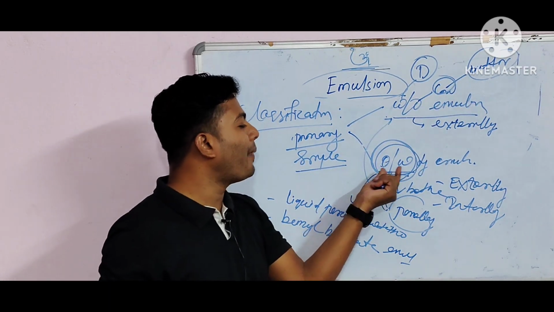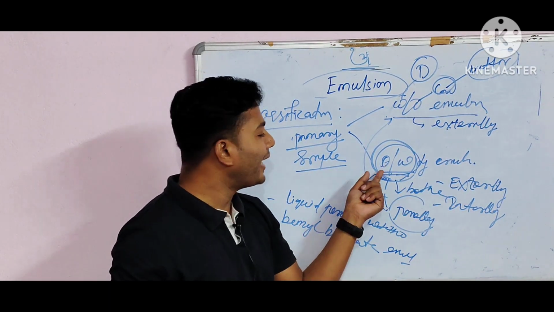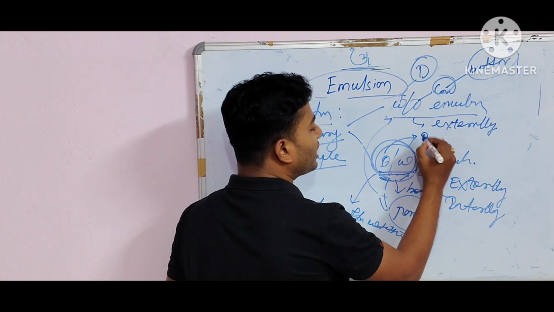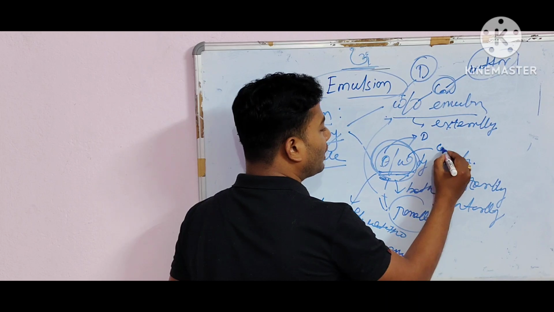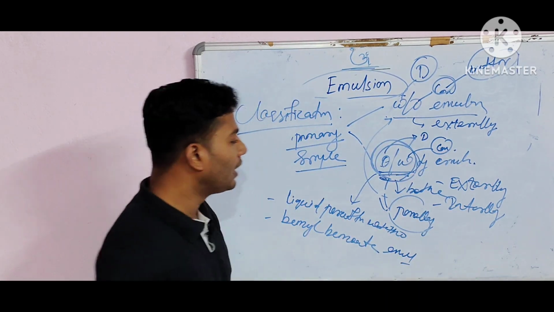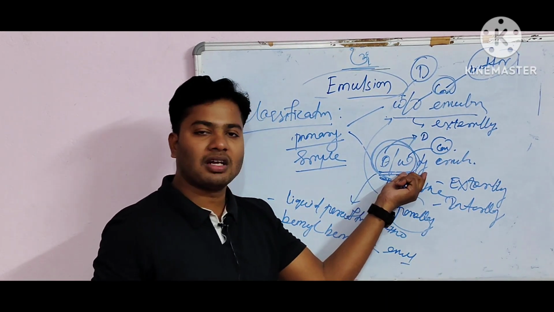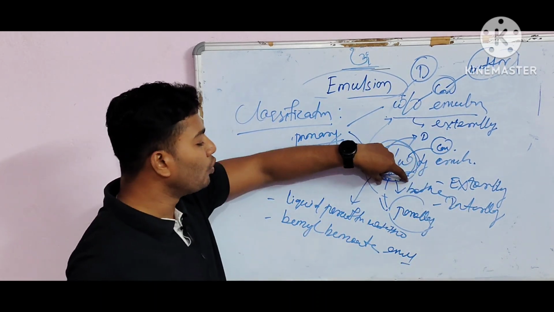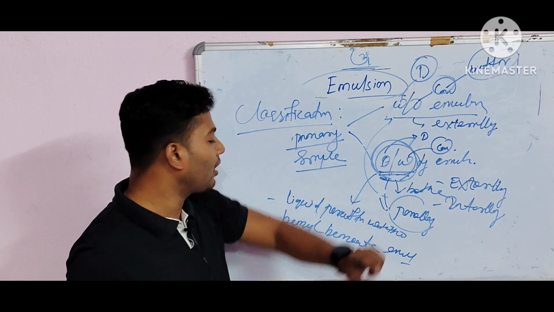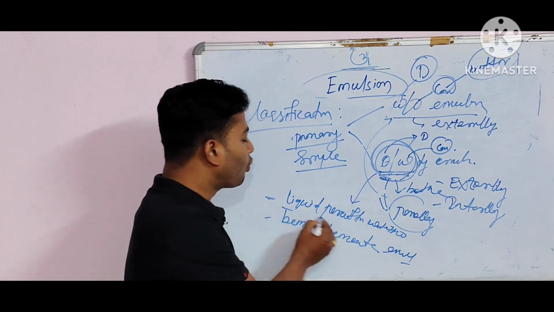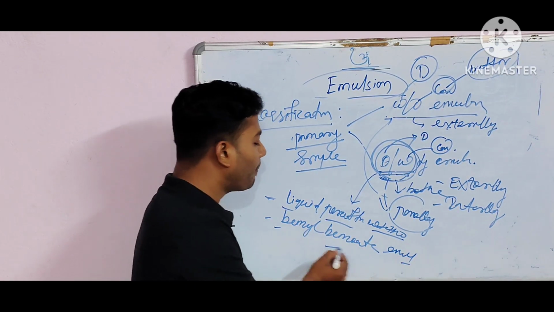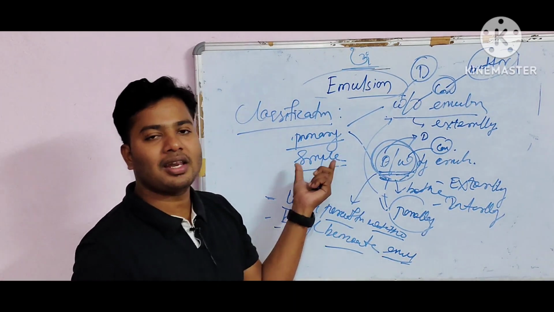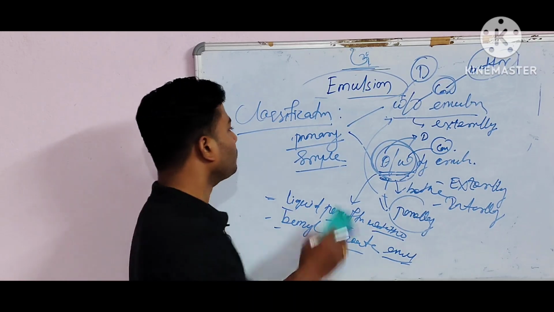Now come to the O/W type of emulsion. Clear? In the O/W type of emulsion, oil is the dispersed phase and water is the continuous phase or dispersion medium. Clear? This O/W type of emulsion is used both externally and internally, and it is also used parenterally. Clear? The example is liquid paraffin with water and benzyl benzoate emulsion. So that is the classification according to the primary and simple emulsion.